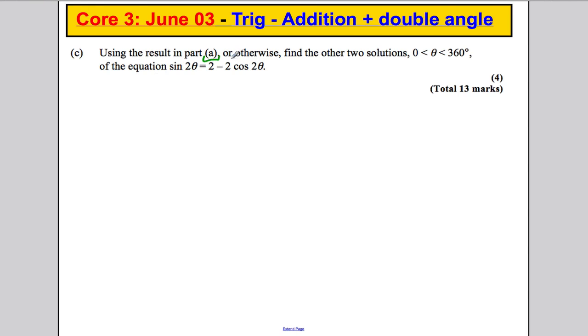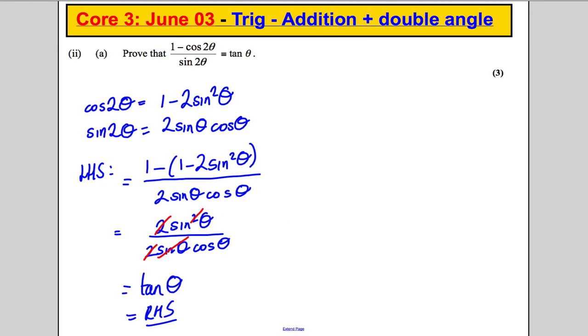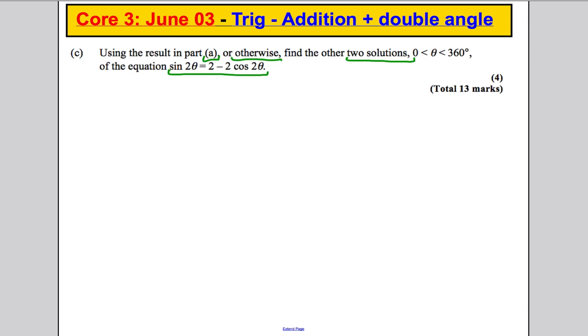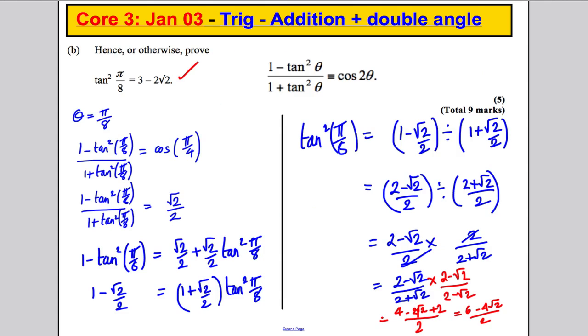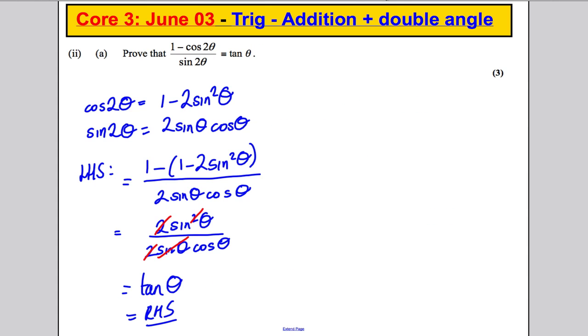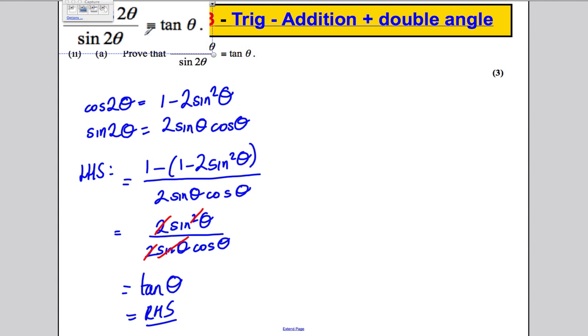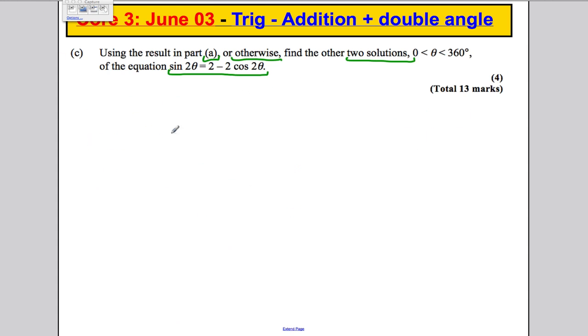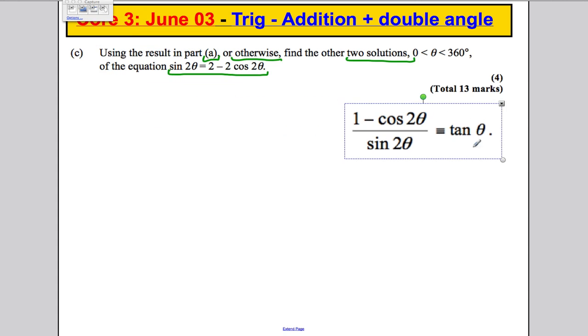Using the result in part A or otherwise, find the other two solutions to this equation here. Okay, so let's have a look back at part A and see what we did. In part A, we proved that 1 minus cos 2 theta over sine 2 theta is tan theta. So I'm just going to copy what we proved. We proved the following. And I'm going to drag that to the next slide. That's what we proved.